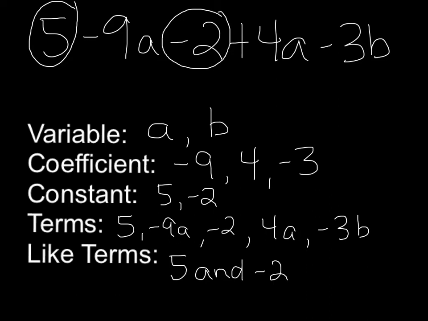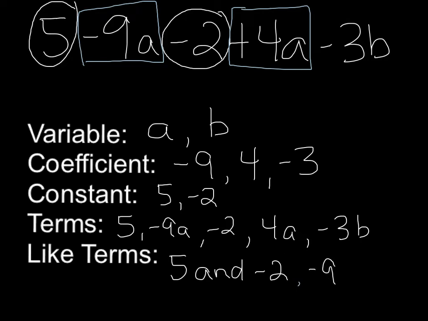Besides constants, the other things in expressions that are like terms are things that have the exact same variables. So in this case, I'm going to box -9a and 4a. And I always want to include the symbol, either the subtraction or the addition sign, that is in front of the term. So the other two like terms are -9a and 4a.